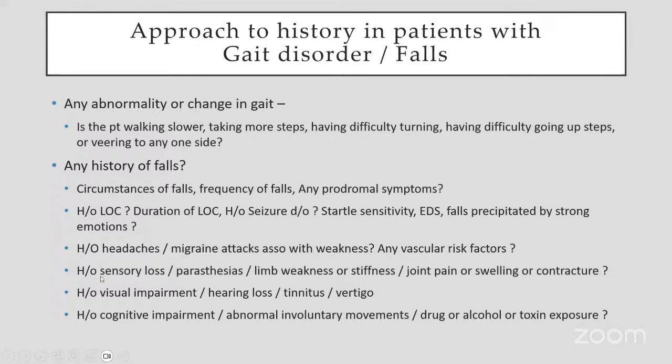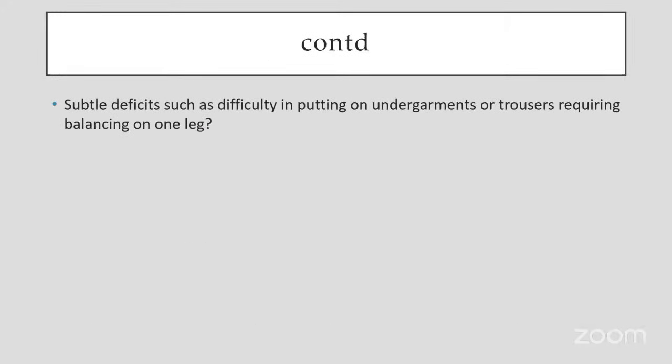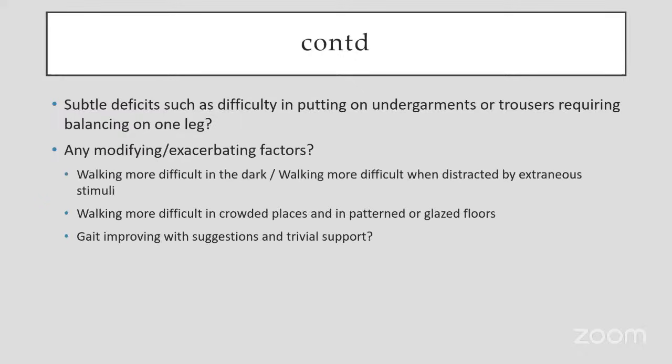We should also ask about the history of any sensory loss, paresthesias, limb weakness, stiffness, joint pain, swelling, or contracture. And we have to ask about the history of visual impairment, hearing loss, tinnitus, or vertigo. History of cognitive impairment is also important, as are abnormal involuntary movements, and any drug, alcohol, or toxin exposure should be asked. Subtle deficits such as difficulty in putting on undergarments or trousers, requiring balancing on one leg, will also give us small details about the falls.